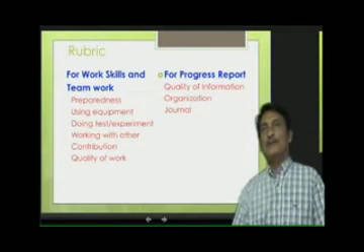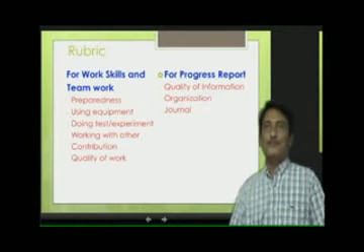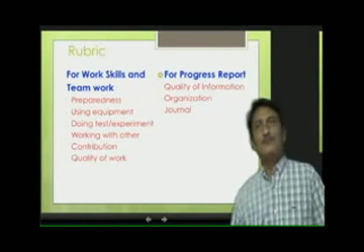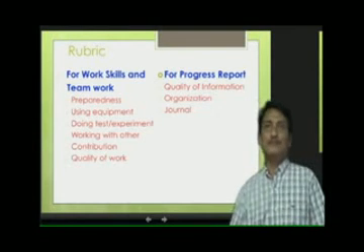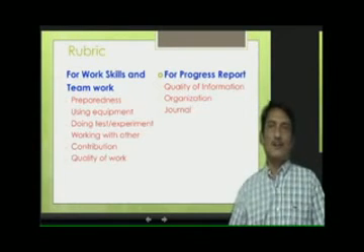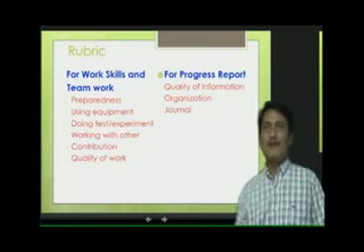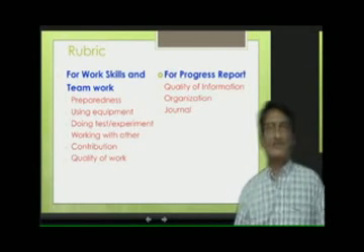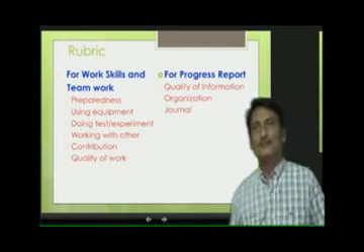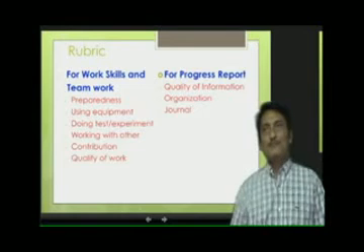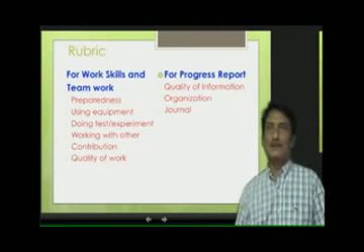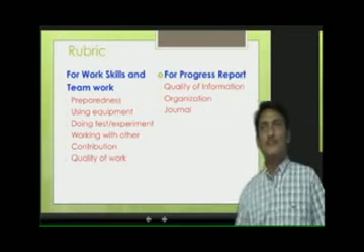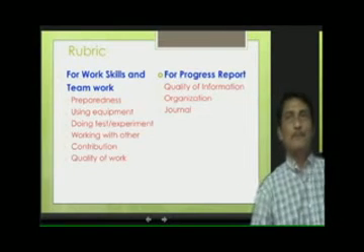If we talk about the rubric in detail, for work skills and teamwork, the first is preparedness, using laboratory equipment, doing tests or experiments, working with others, contribution, and quality of work. For the progress report, there are quality of information, organization, and journal.